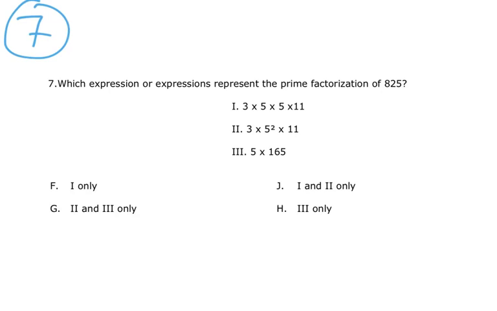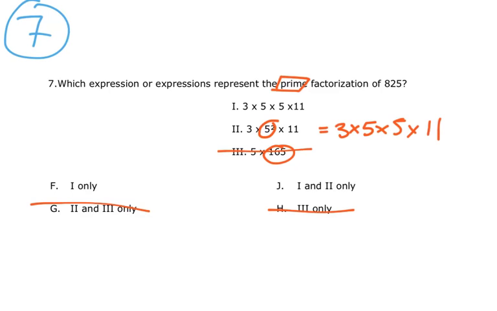Number 7. Prime factorization, again, only prime numbers. 165 is composite, so I'm going to eliminate any answer choice that had 3 in it. This exponent right here means that that actually equals 3 times 5 times 5 times 11, which is the same thing as 1. So, without even having to multiply it, I realize it must have to be J.